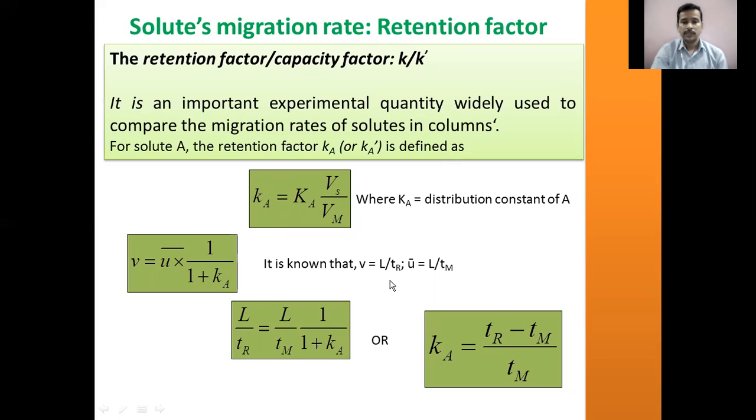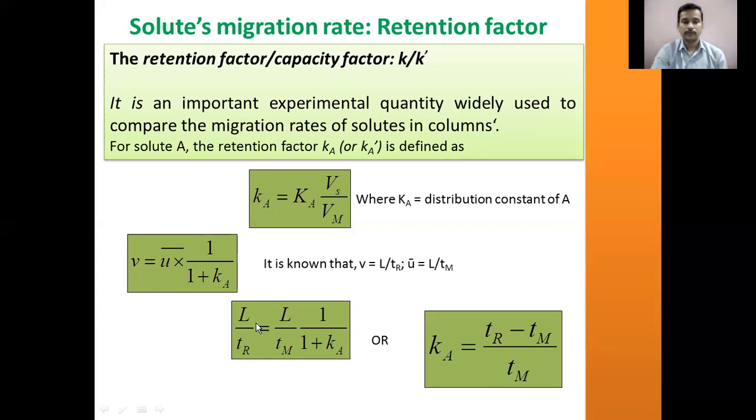We know that V is equal to L by Tr and U bar is equal to L by Tm. The relationship between the velocity of the solute along with the mobile phase and the time taken by the solute to reach the detector is V is equal to L by Tr, and the average linear velocity of the mobile phase moving through the chromatographic column to travel the distance L centimeter or L meter is U bar is equal to L by Tm. So you bring these two into this particular equation.